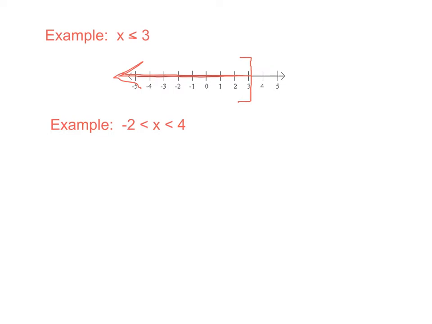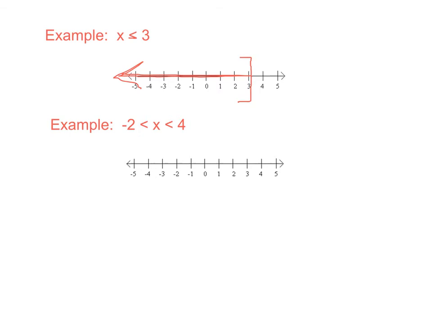So now let's look at another example. Let's say I've got minus 2 is less than x is less than 4. How am I going to represent that on a number line? So again, I'm going to look for minus 2, and I'm going to look for 4. Again, we don't have any equals. It's less than in both cases.